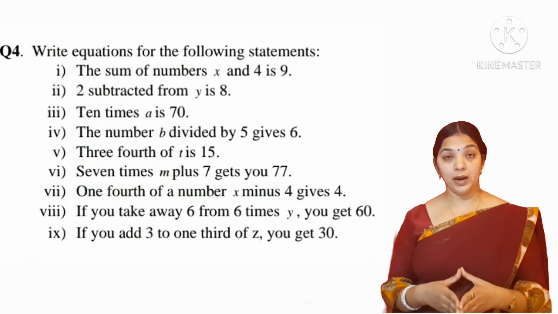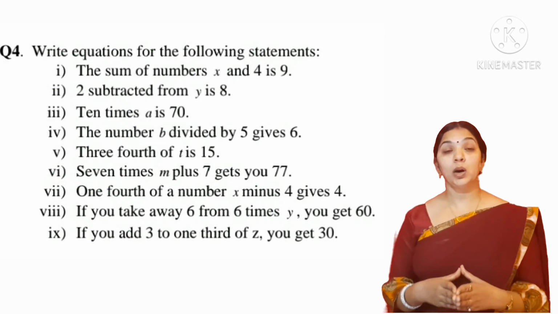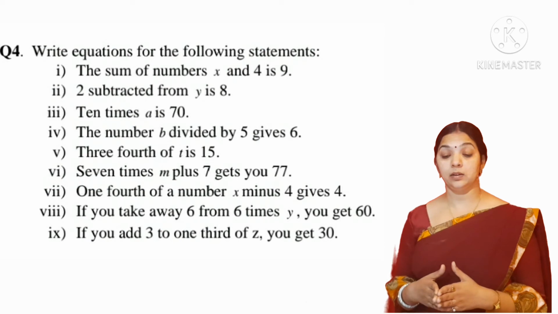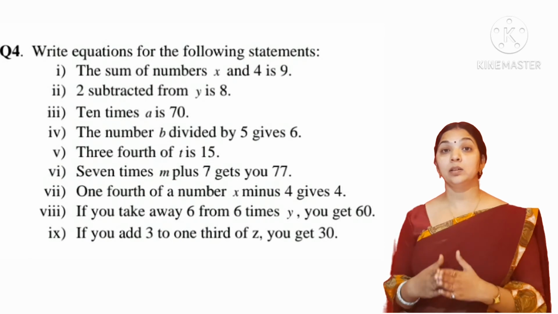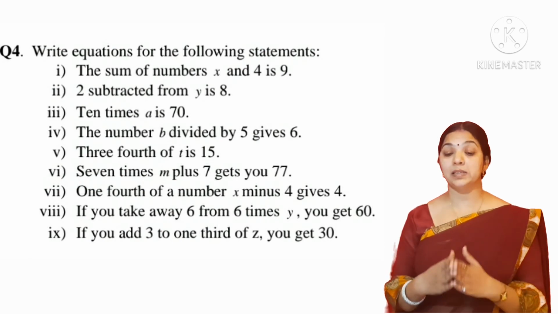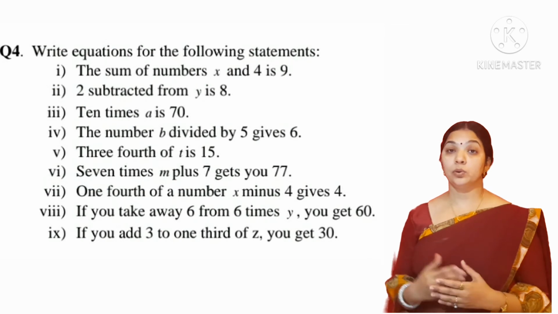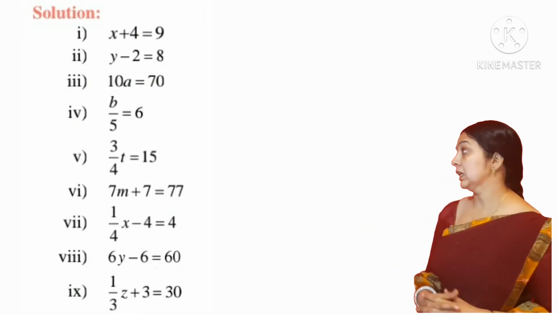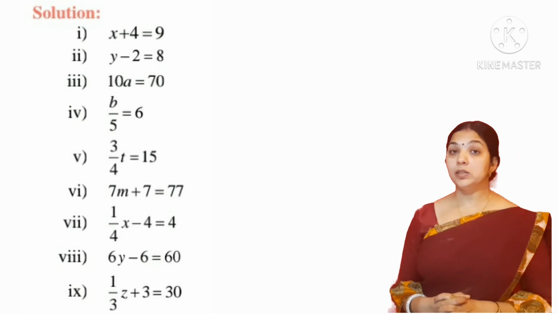If you add 3 to 1/3 of z, that means 1 by 3 z plus 3 is equal to 30. So these are the answers. Here you can see these are the answers for the following statements.